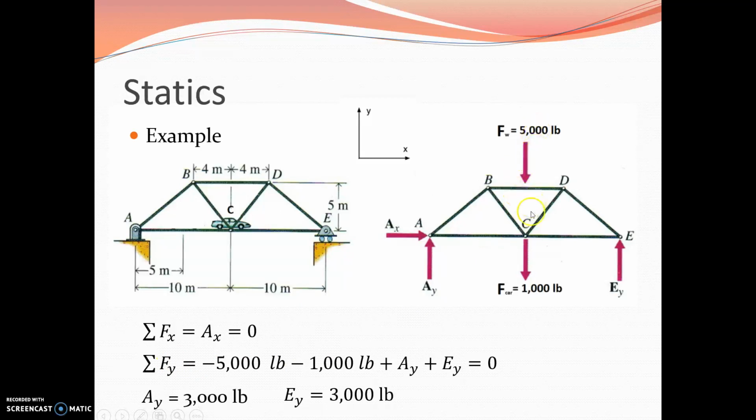Then you want to sum up all the forces in the Y direction. So you have negative 5,000 pounds because it's going down. You have minus 1,000 pounds because it's going down. You have plus this force AY because it's going up, holding the bridge up, and plus EY that is going up, equal to 0. Now, you can do the algebra here and you'll get AY plus EY equals 6,000 pounds. Since the weight is in the exact center, just split that in half and each is supporting it by 3,000 pounds.